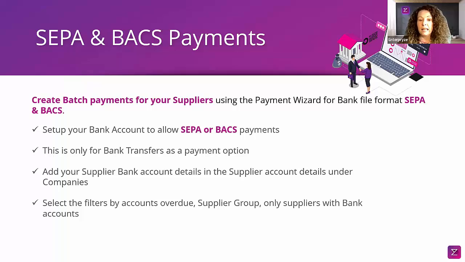So the great thing here is that you can select the filters. So there's different filters that you can activate on the payment wizard. So by accounts that are overdue, by supplier group, or only suppliers with bank accounts. So it might suit you from a process point of view to do, if for example you're using credit transfer, 2 payment runs, one that doesn't apply to suppliers that have a bank account, and another payment run that applies to suppliers that do have a bank account. So you could decide that, of course, as part of your filter and as part of your run if you want to keep the 2 of those separate.